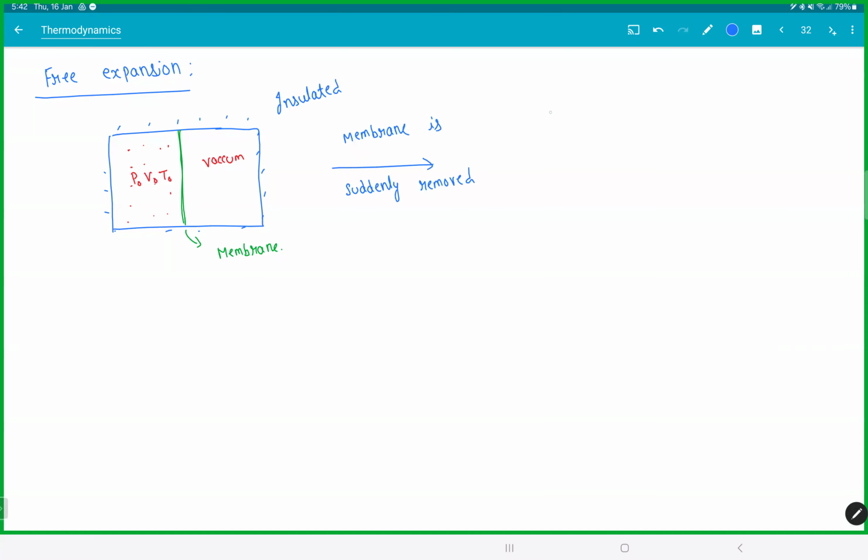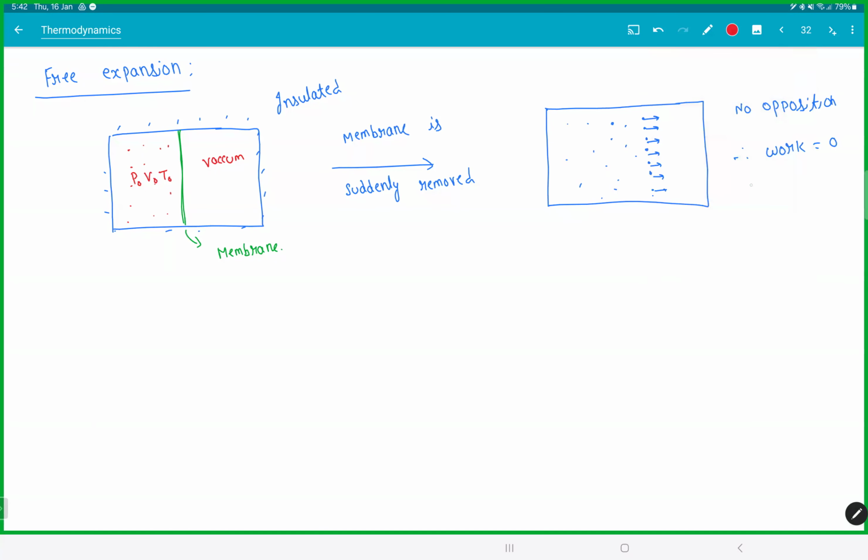When the membrane is suddenly removed, now what will happen? All these molecules, right? They will just start going to the right. It's like a flood. Now, because the right side is vacuum, there is no opposition. There is no one to stop you. Now, if there is no force which is stopping you, then what is the work done? Zero. Someone should resist you, no? If there is no opposition, you're just passing through, then there is no work done.